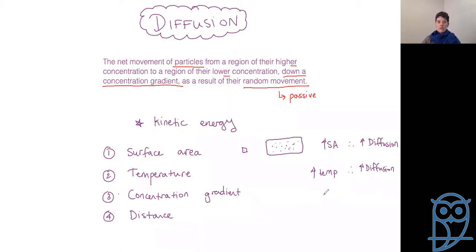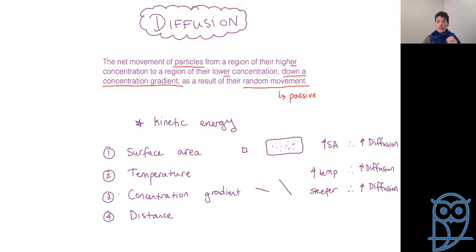Concentration gradient. Think of it like a slope. If we have higher to lower like this, or higher to lower like this, which one would a ball roll down faster? The steeper one. So if we have a steeper concentration gradient, then we're going to have more diffusion.